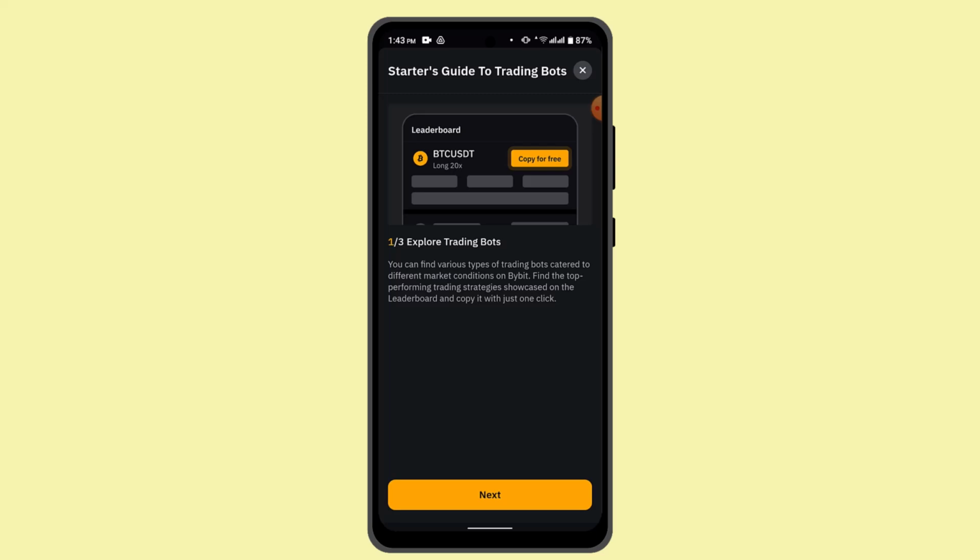Then you could go to the position tab, and then you can tap on the position you want to set your stop loss and take profit for. When you've done that, you can go ahead and enter all of this information. Then you can go to the risk management page and all that, and then confirm your transaction.